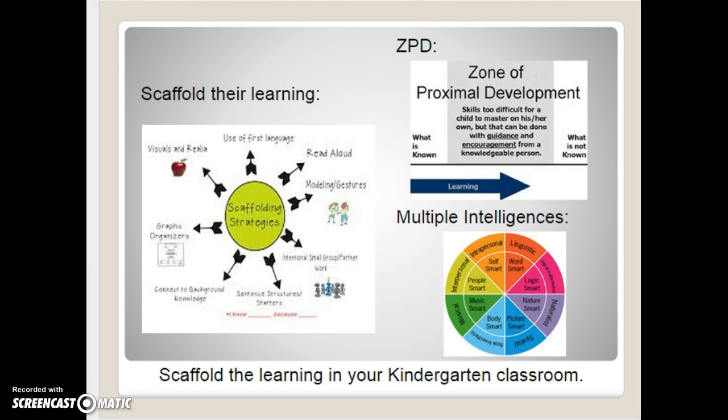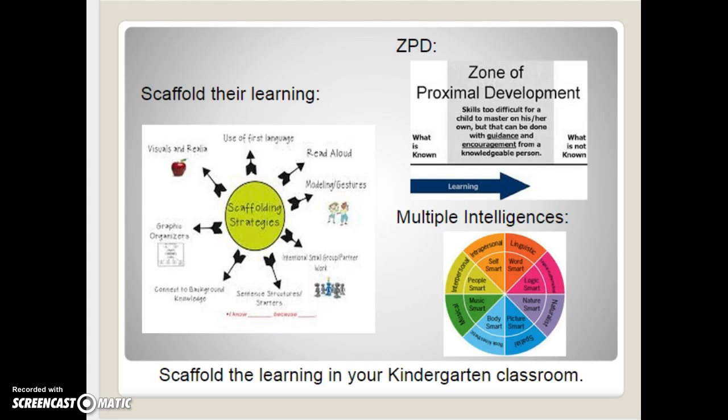When we look at scaffolding children's learning, we're really looking at helping to build connections through their learning. And in kindergarten, we do this through multiple venues. We have visuals, we have our anchor charts, we use their first language, read-alouds, modeling, gestures, stories, sentence starters, graphic organizers. All of those things help children build those connections.